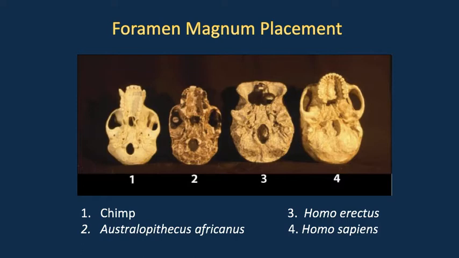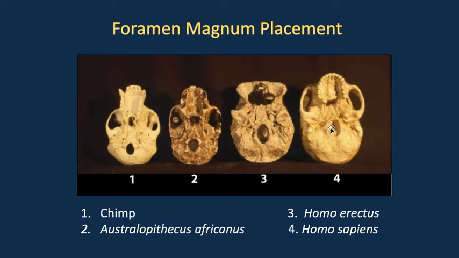The foramen magnum is pictured here. So what you're looking at on the slide are 4 examples of cranial bases. So these are the bottoms of skulls. If we were looking from the bottom up at the base of the skull, this is what you would see. So the first one is a chimp, and the last one is a modern human. The structure that we're looking for here is the foramen magnum, which is this hole that I'm indicating with the cursor here. So this is where it is on the chimp, and this is where it is on the modern human.